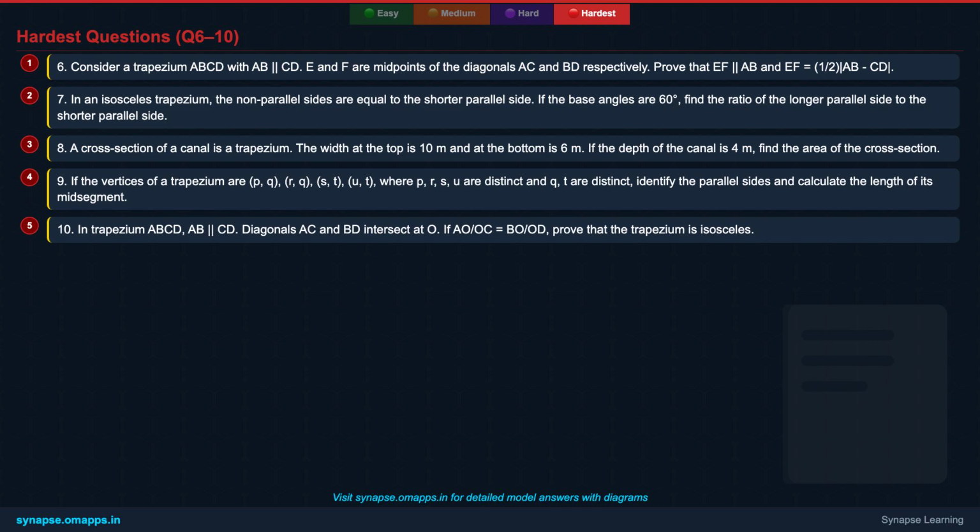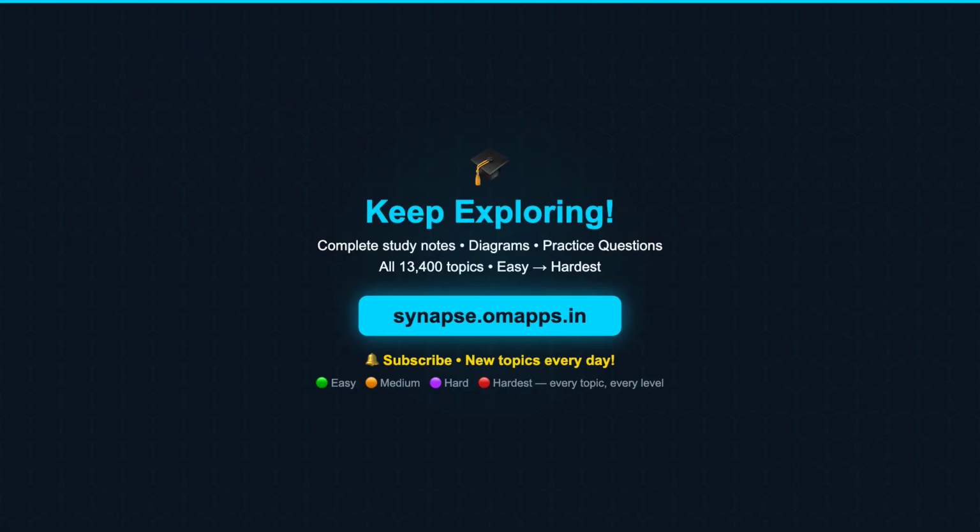Good luck! And that concludes our deep dive into trapeziums and isosceles trapeziums. We've covered everything from basic definitions and properties to advanced proofs, coordinate geometry applications, and real-world relevance. Remember, consistent practice is key to mastering these concepts.